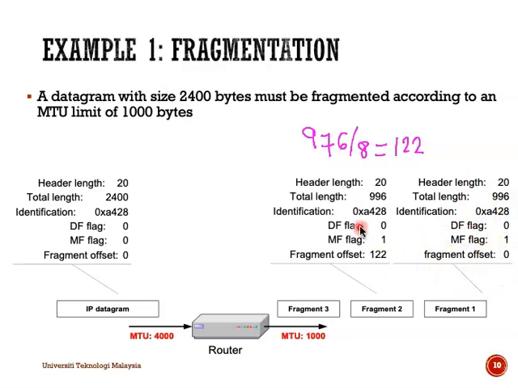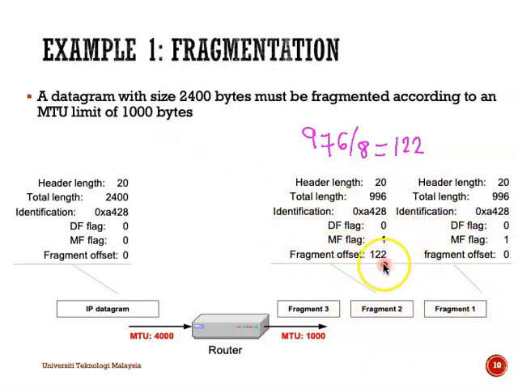For the second fragment, it will have the same size, with 976 data plus 20 header, which is equal to 996. The identification is the same as before. The DF flag is equal to 0 and the MF flag is equal to 1 because this is not the last fragment. When you add together 976 plus 976, you will still have a balance from the original size of 2400 bytes. So it means that there are more fragments coming after these first two fragments.